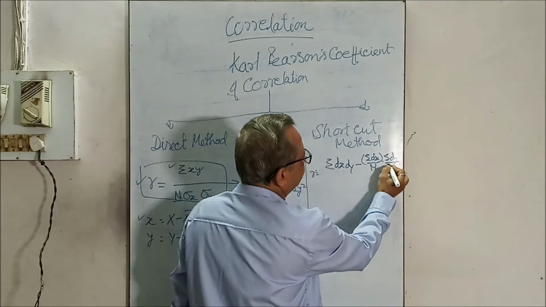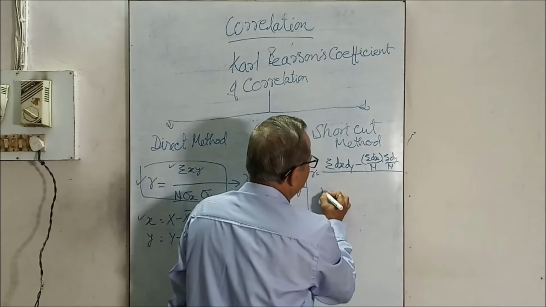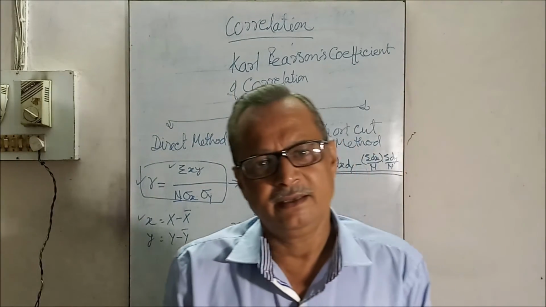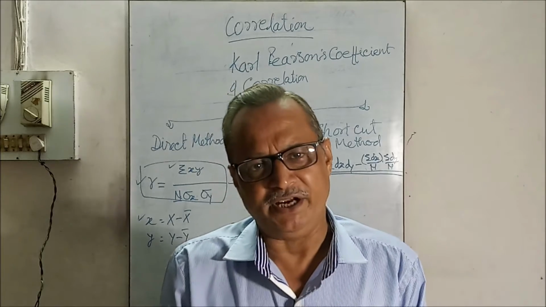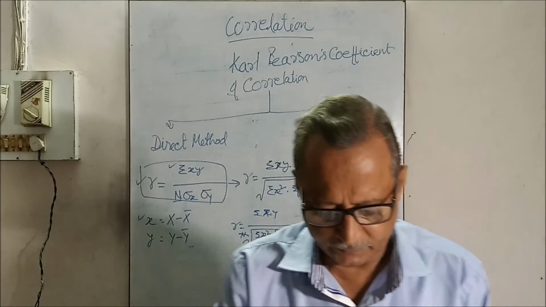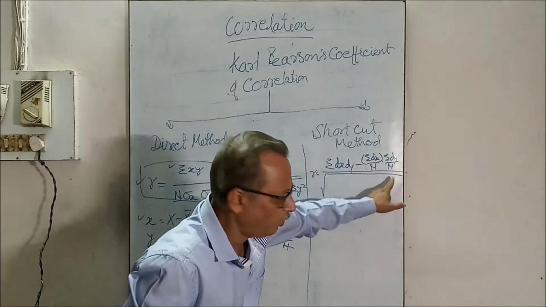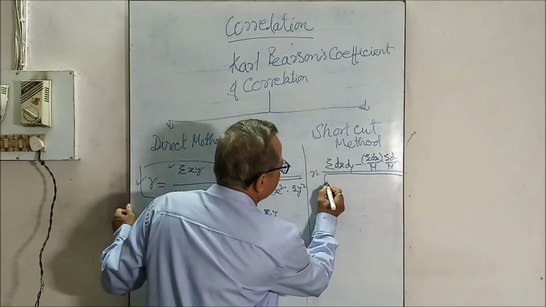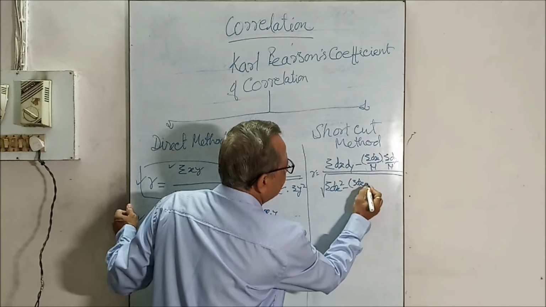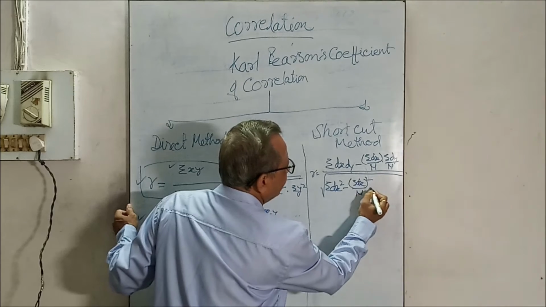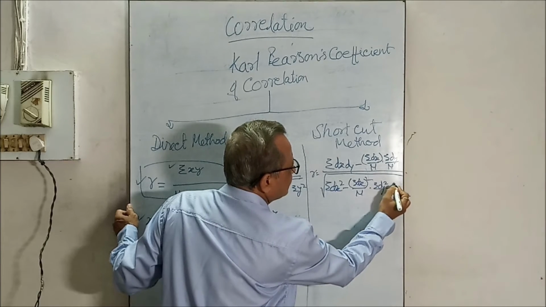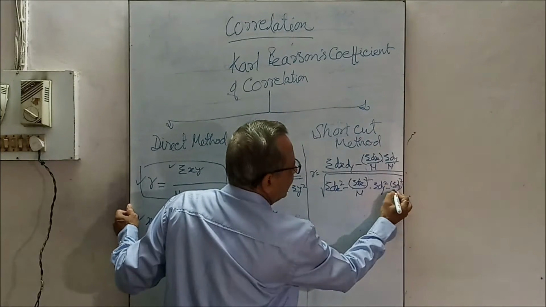the sum of dy upon n, upon under root the sum of dx dy minus summation dx, sigma dx within bracket, upon n into the sum of dy upon n, under root the sum of dx square minus summation dx whole square upon n into the sum of dy square minus the sum of dy whole square upon n.